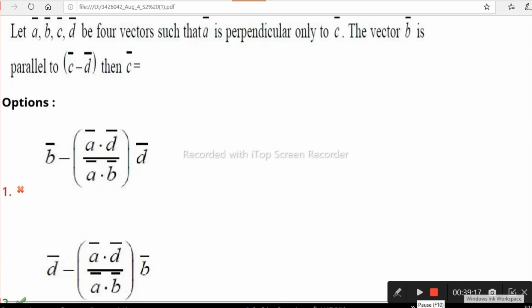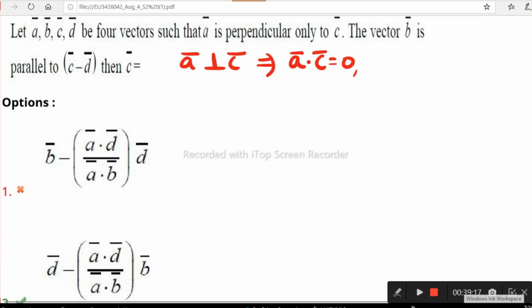Look at this question. What is given? Let A, B, C, D be 4 vectors such that A is perpendicular only to C, and the vector B is parallel to C minus D. Then he is asking for the C vector. A is perpendicular to C means, as you know, 2 vectors are perpendicular means dot product is 0. A dot C is 0, right?